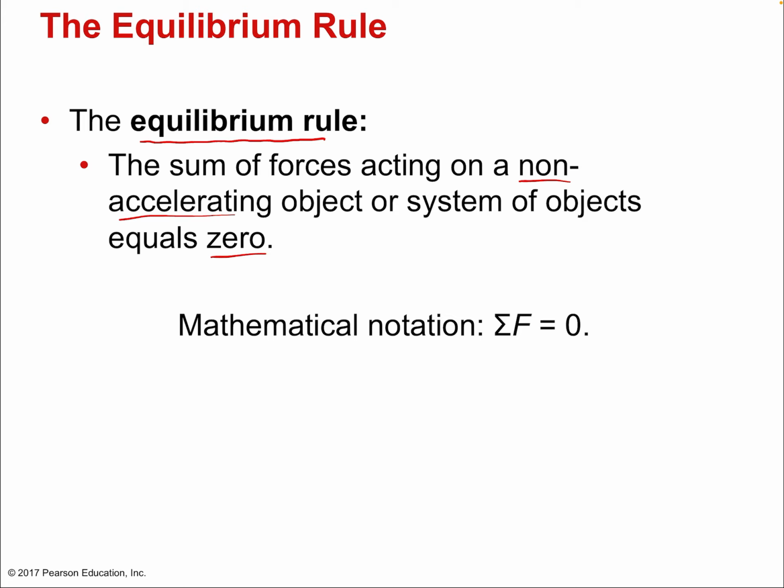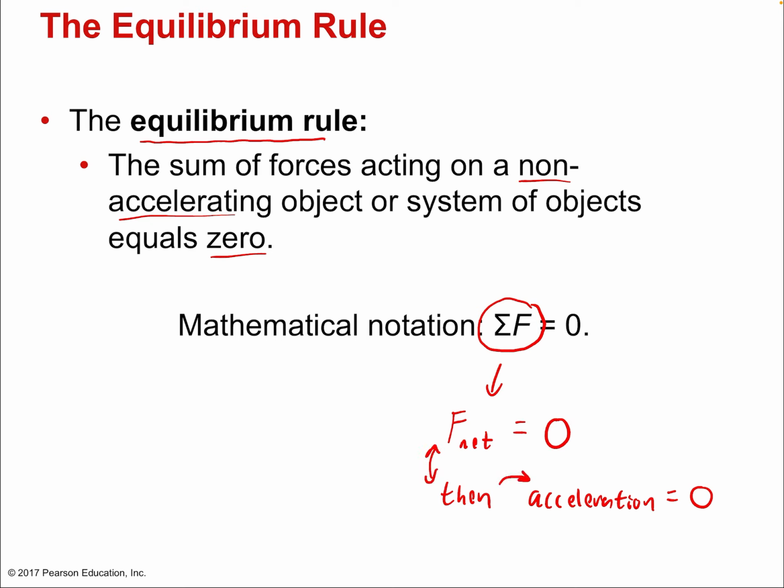Okay, so in mathematical notation, we say the sum of forces, which we can also write as F with a little net to remind us that it's net force, so I add a subscript of net. If that equals 0, then acceleration must also equal 0. Okay? And you could read this sentence either way. I could rewrite it and say, if the acceleration equals 0, then F net equals 0. See, it goes both ways. One necessitates the other. That's the equilibrium rule related to forces.